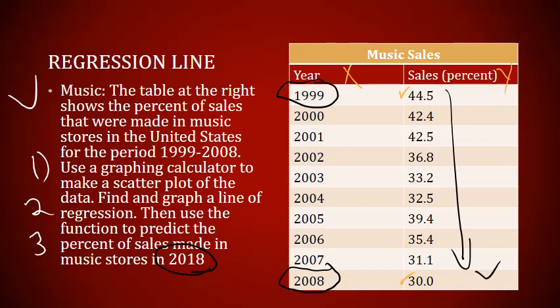So I'm going to move over here to the calculator, and we're going to go through the steps necessary to create a scatter plot, find a line of regression, then graph it, and then use that function to predict the percent of sales in a future year. It's exciting.